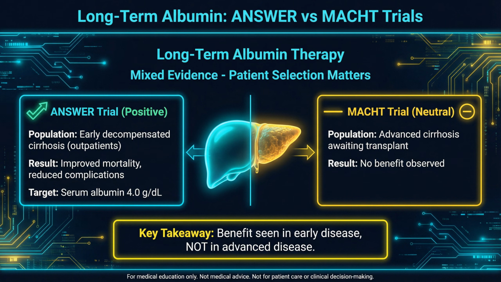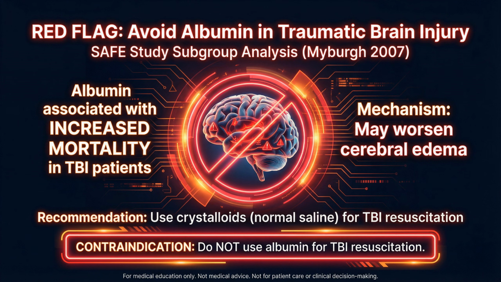The evidence for long-term albumin therapy is mixed and highlights the importance of patient selection. The ATTIRE trial, which looked at outpatients with early decompensated cirrhosis, found that long-term albumin improved mortality and reduced complications. However, the mock trial, which studied patients with more advanced cirrhosis awaiting transplant, showed no benefit. This tells us that the potential benefit is likely in earlier stages of the disease, not in advanced end-stage liver failure.